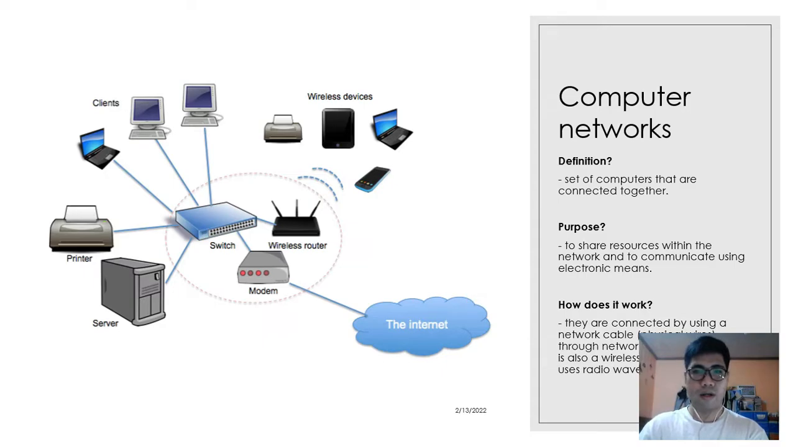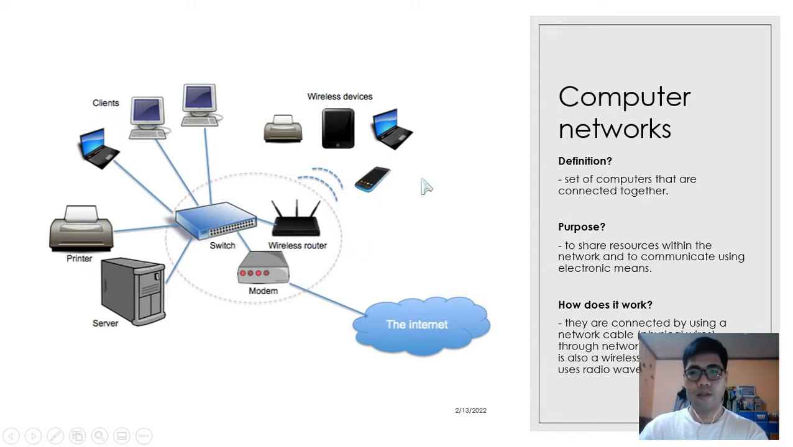And these are some of the end devices that we have, which are connected with each other by the use of intermediary devices. So the purpose is to share resources within the network and to communicate using electronic means. Just like what I've mentioned just now, they are connected with each other to share resources within their network and also communicate using electronic means.